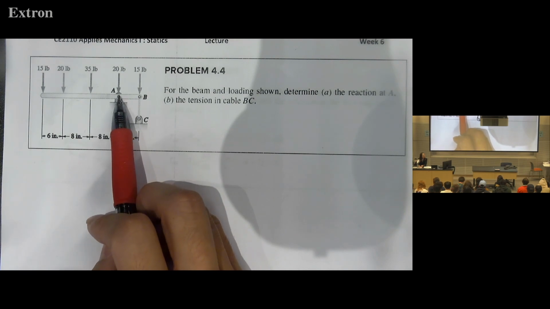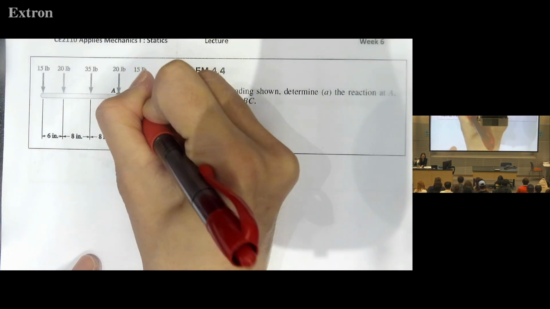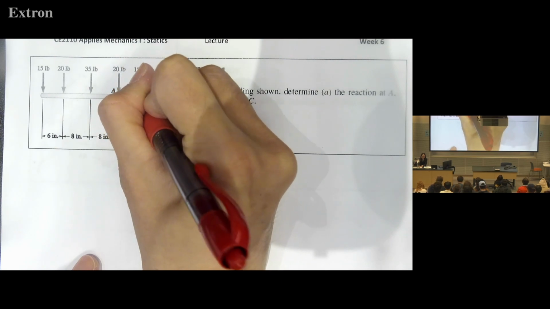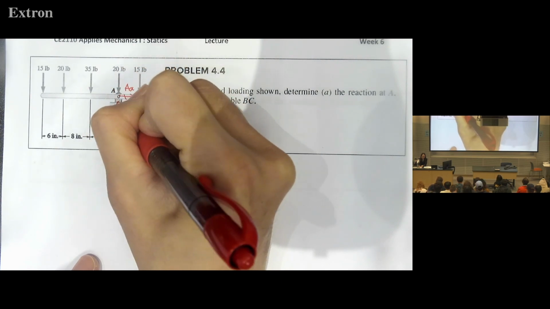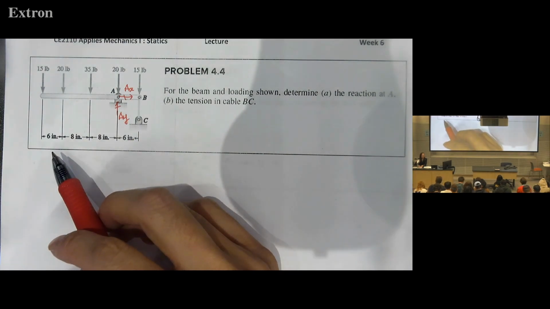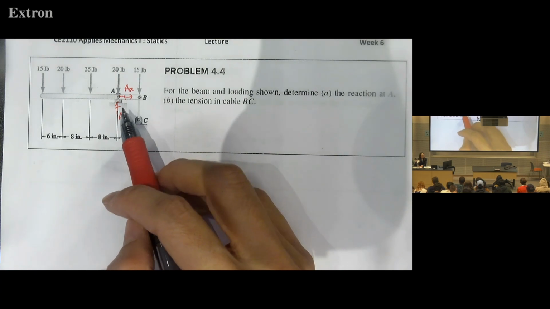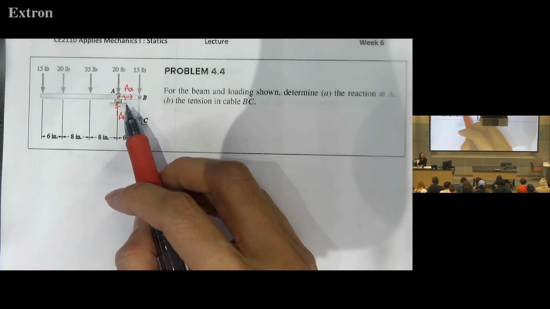So now let's think about A and B. So A is pin. How many reactions do we have at a pin? 2. So I add AX and AY, in the right and upward directions, because it's typically positive. I don't know the direction. If the result is positive, this direction is correct. If it's negative, we can use the opposite direction.